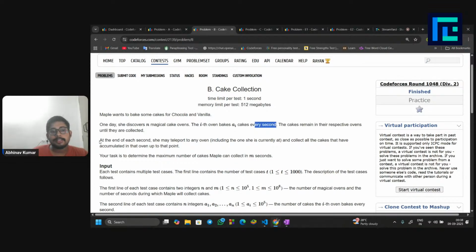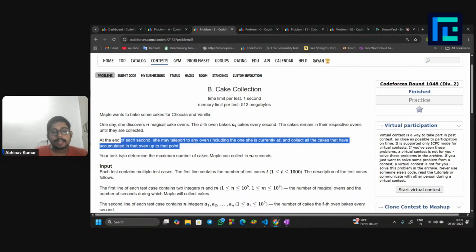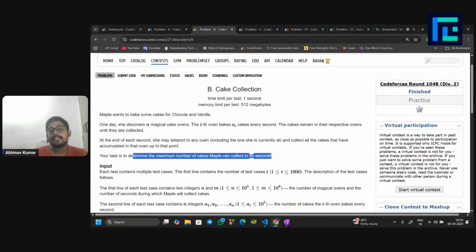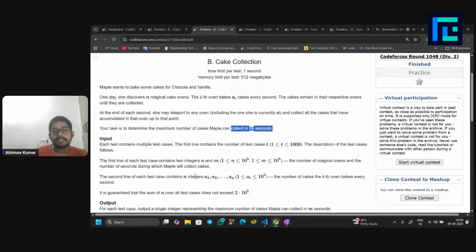At the end of each second, Maple may teleport to any oven, including the one she is currently at, and collect all the cakes that have accumulated in it to that point. So at any particular second, she can go to any one oven and collect all the cakes accumulated there till that point of time. She cannot go to more than one oven in a second. Your task is to determine the maximum number of cakes Maple can collect in m seconds. So in m seconds, how many cakes would she be able to collect? That's what you need to answer.